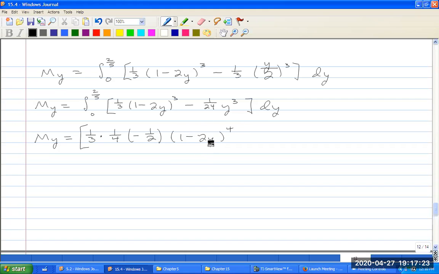If you take the derivative of this guy, you bring down the 4, so that cancels that, to the power of 1 less, so that's what's inside to the 3rd. And the derivative of what's inside, which is the minus 2, cancels with that guy. So you just have this 1/3 and the 1 minus 2y to the 3rd remaining. Minus, let's integrate. The integral of y to the 3rd is 1/4 y to the 4th.